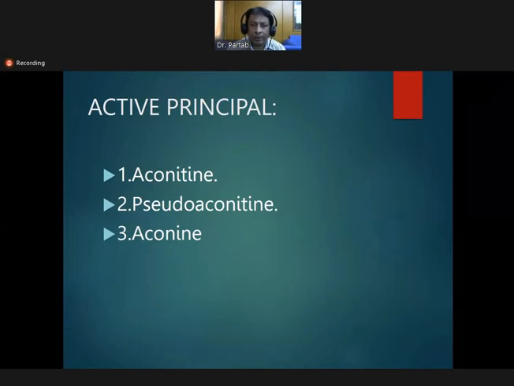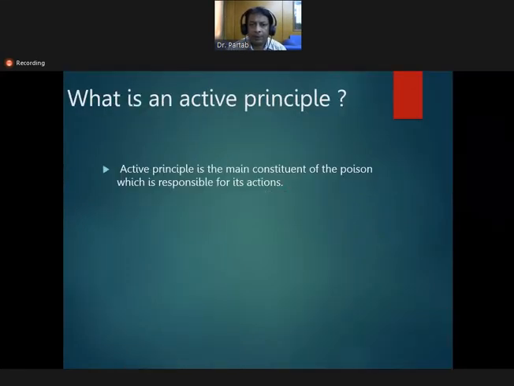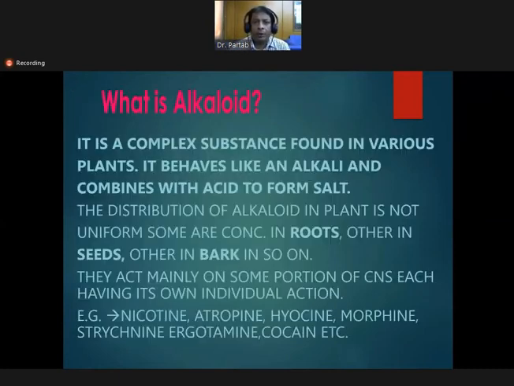Active principles: aconitine, pseudoaconitine, and aconine. These are the three active principles present in the aconite roots, which are very lethal. The active principle is the main constituent of the poison which is responsible for its action. The active principles present in the aconite root cause very lethal action on the human body and the consequences of death. All these active principles are alkaloids.